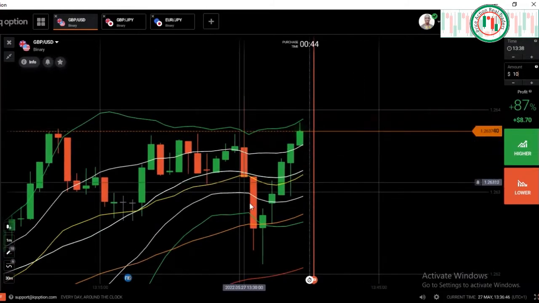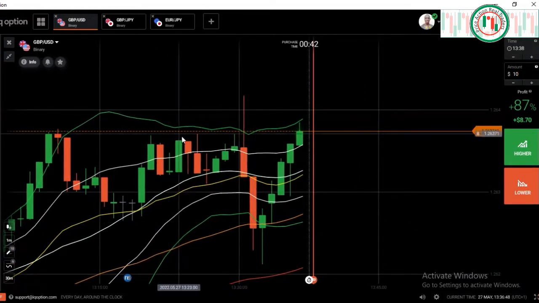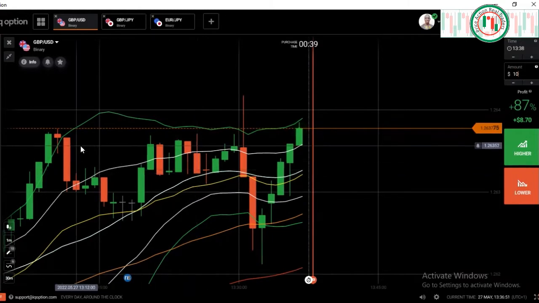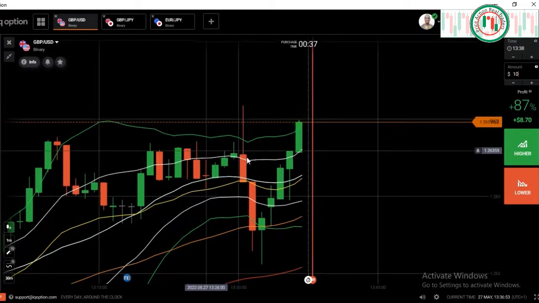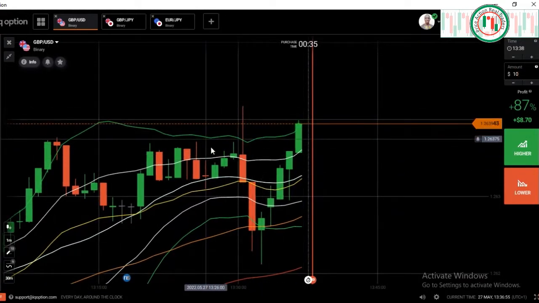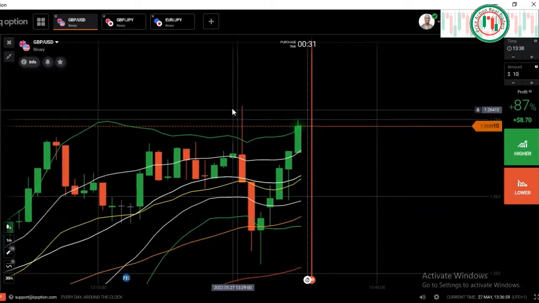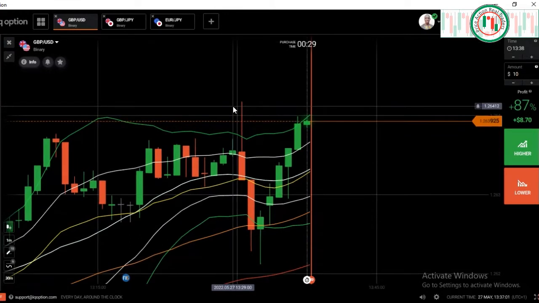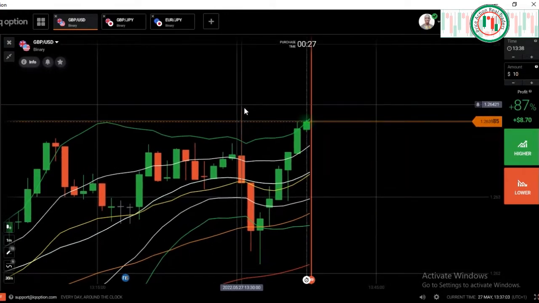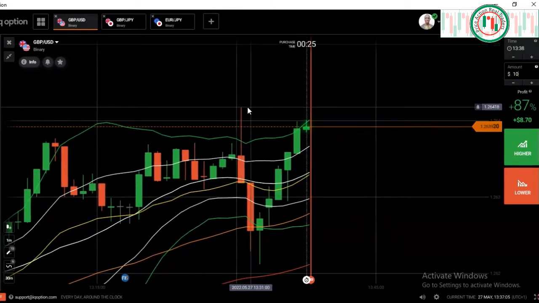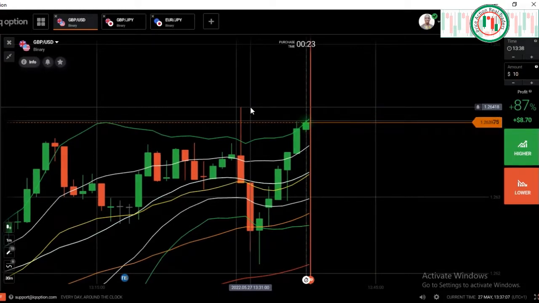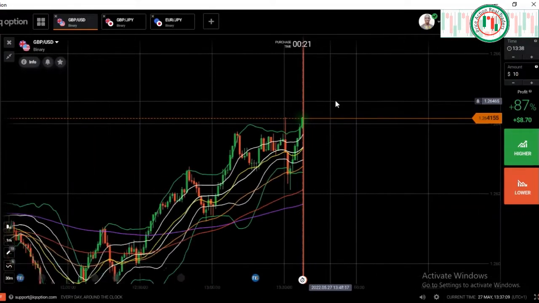So here you see engulfing, and here is another engulfing here as well, but I will wait for market to break this zone, then I place my trade because of the momentum. And you see here this market has already reached this level, so I will wait for market to break this wick, then I will place my trade.